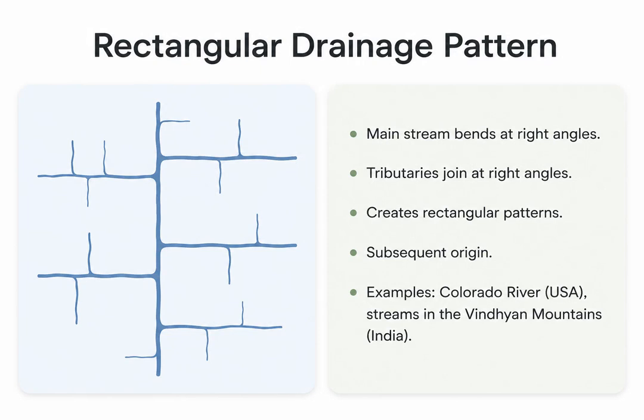The rectangular drainage pattern is exactly what it sounds like. Both the mainstream and its tributaries feature sharp right-angle bends, and the tributaries join the mainstream at right angles, creating a grid-like appearance. This occurs in regions where the bedrock is heavily faulted or fractured in a rectangular grid. The Colorado River in the USA and streams in India's Vindhyan Mountains are great examples.